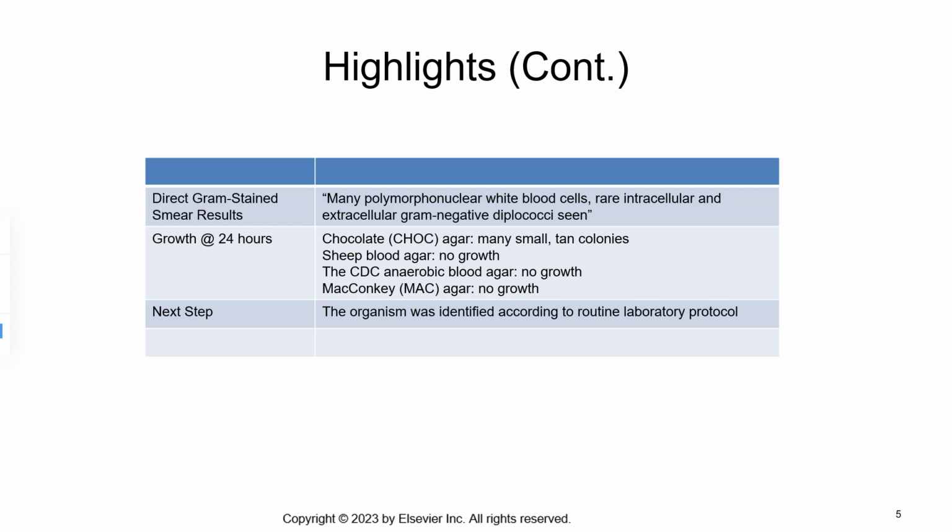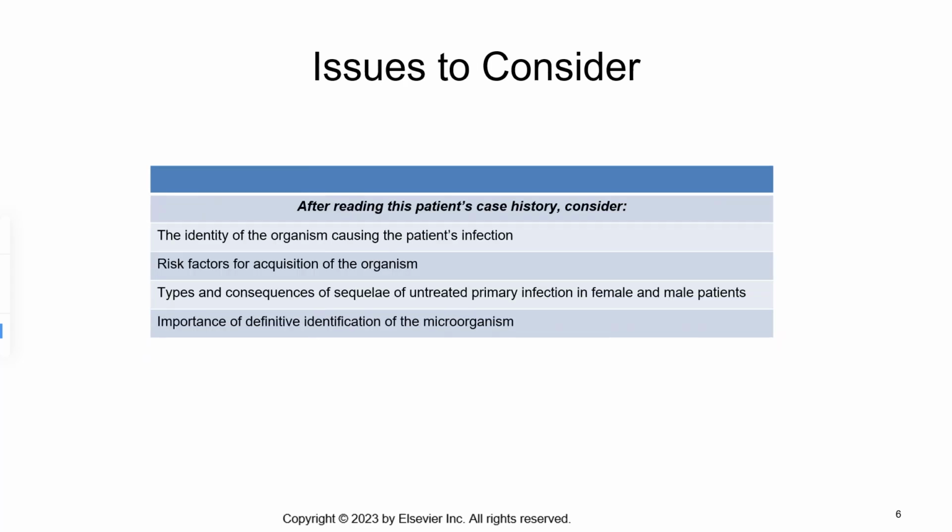Direct gram stain smear results: many polymorphonuclear white blood cells, rare intracellular and extracellular gram-negative diplococci seen. Growth at 24 hours on chocolate agar, many small tan colonies. Sheep blood agar, no growth. CDC anaerobic blood agar, no growth. And MacConkey agar, no growth. Next step: the organism was identified according to routine laboratory protocol.